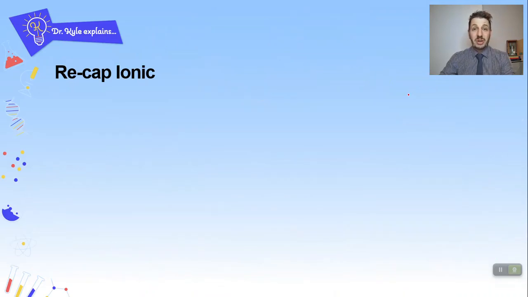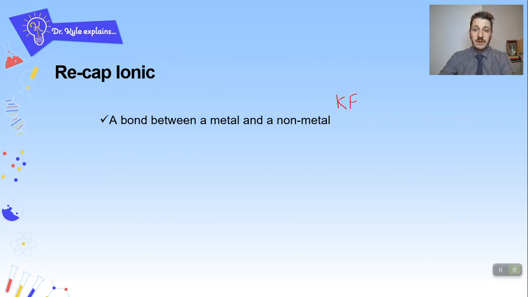Okay, so just a really quick recap on ionic bonding. An ionic bond is between a metal and a non-metal. Just to remind you, you can have a metal such as potassium, and a non-metal such as fluorine. There's your metal, there's your non-metal, so therefore it's an ionic compound. This is in contrast to something like carbon dioxide, which is non-metal only, and so that's something called covalent, but we will go through that in another video. So just remember, whenever you see a metal and a non-metal, it's an ionic compound.